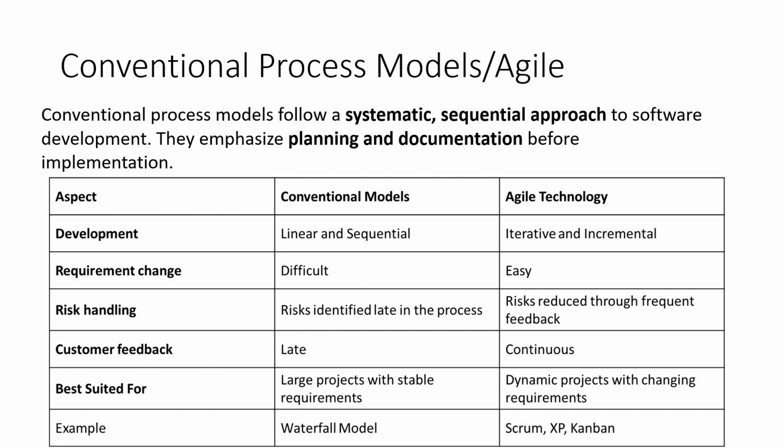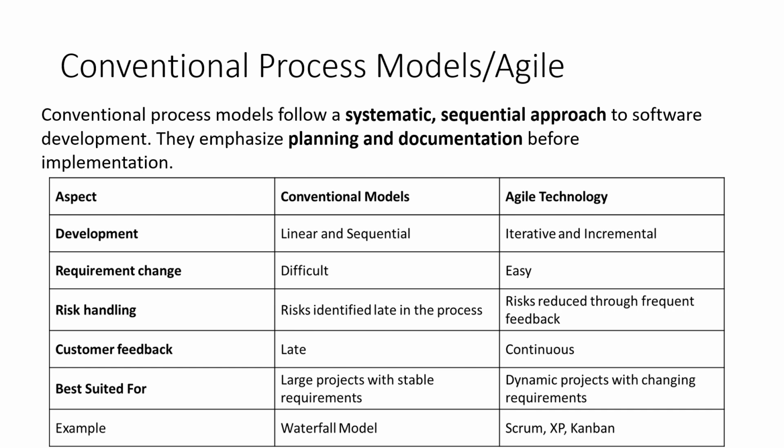And development progresses phase by phase. In conventional models, customer involvement is limited and testing is performed after implementation. Agile models, on the other hand, follow an iterative and incremental approach. Development is carried out in short cycles called iterations or sprints.